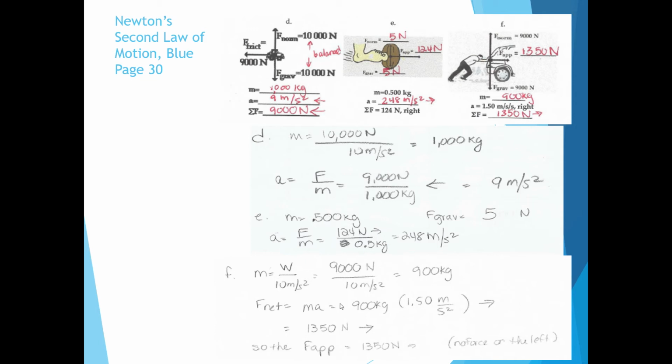So we're going to use Newton's second law of motion. Net force equals mass times acceleration. Multiplying that 900 kilograms times 1.5 meters per second squared, the direction is to the right. When we solve that, we get 1,350 newtons to the right. So that is our net force, remembering our directions for acceleration and net force are the same. And then you can fill in the F applied as being 1,350 newtons.